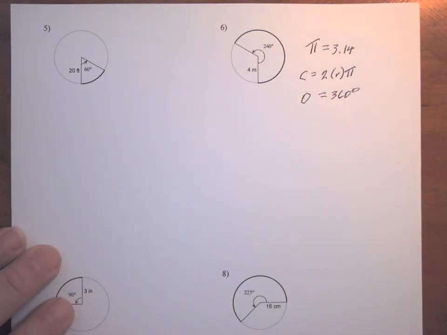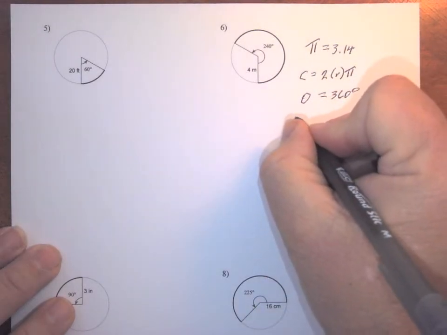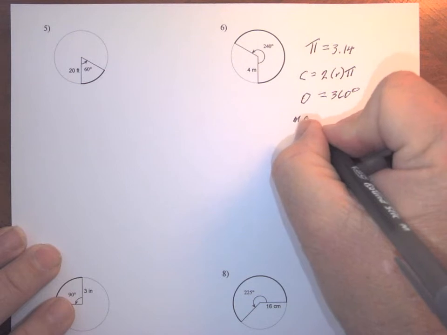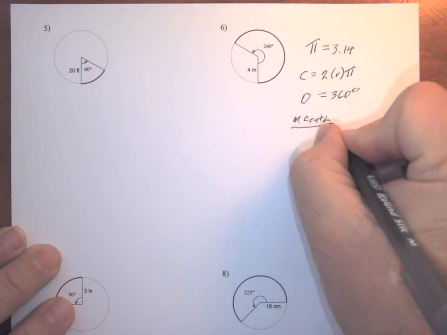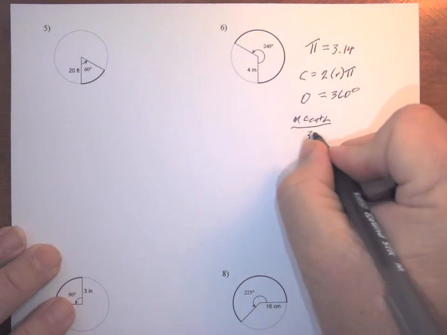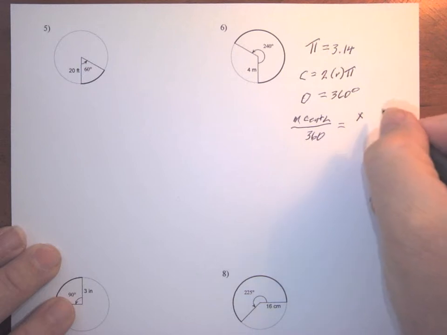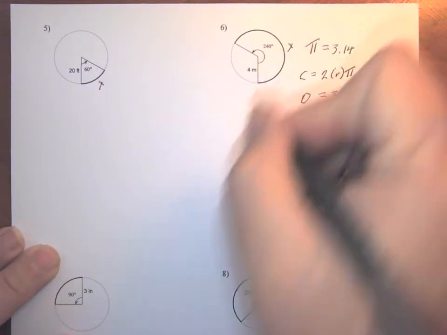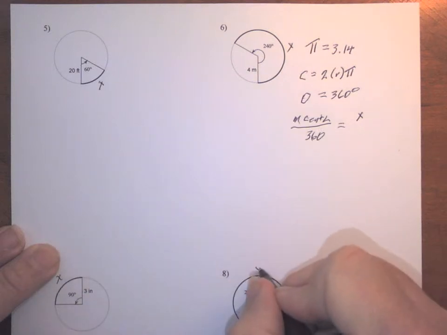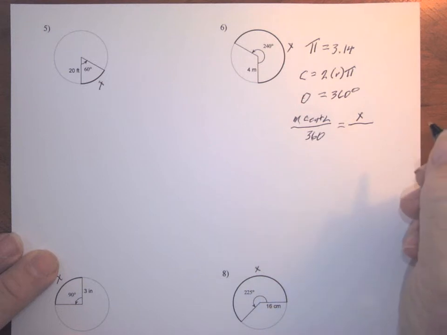So we're going to use proportions in this, and the proportion we're going to do is the measure of the central angle divided by the total measure, which is 360, has got to equal the length of the arc, which we're going to call x in each case. We're going to call this one x, this one x, this one x, and this one x. And that's got to be the same proportion as the circumference.